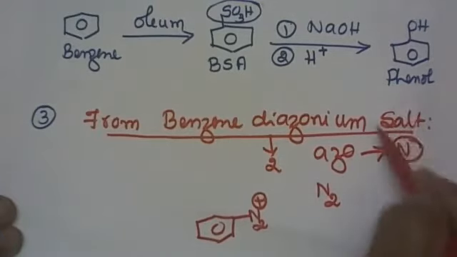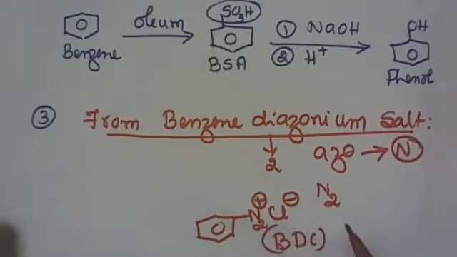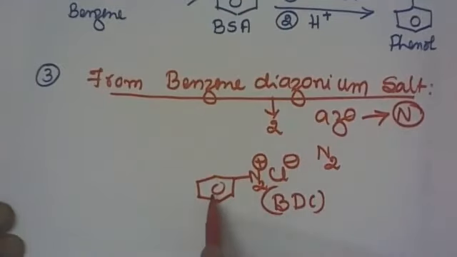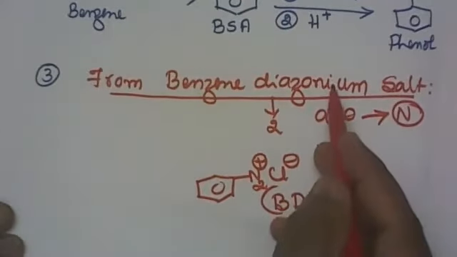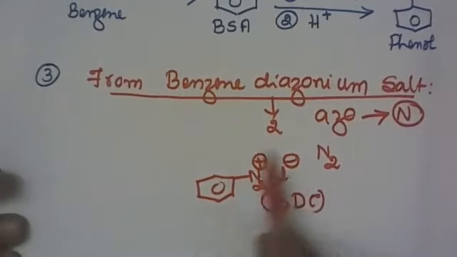Since it is a salt, let me write chloride salt. I call this the BDC. BDC stands for benzene diazonium chloride salt. It can also be a bromide salt or an iodide salt. Benzene diazonium chloride salt. How to start?